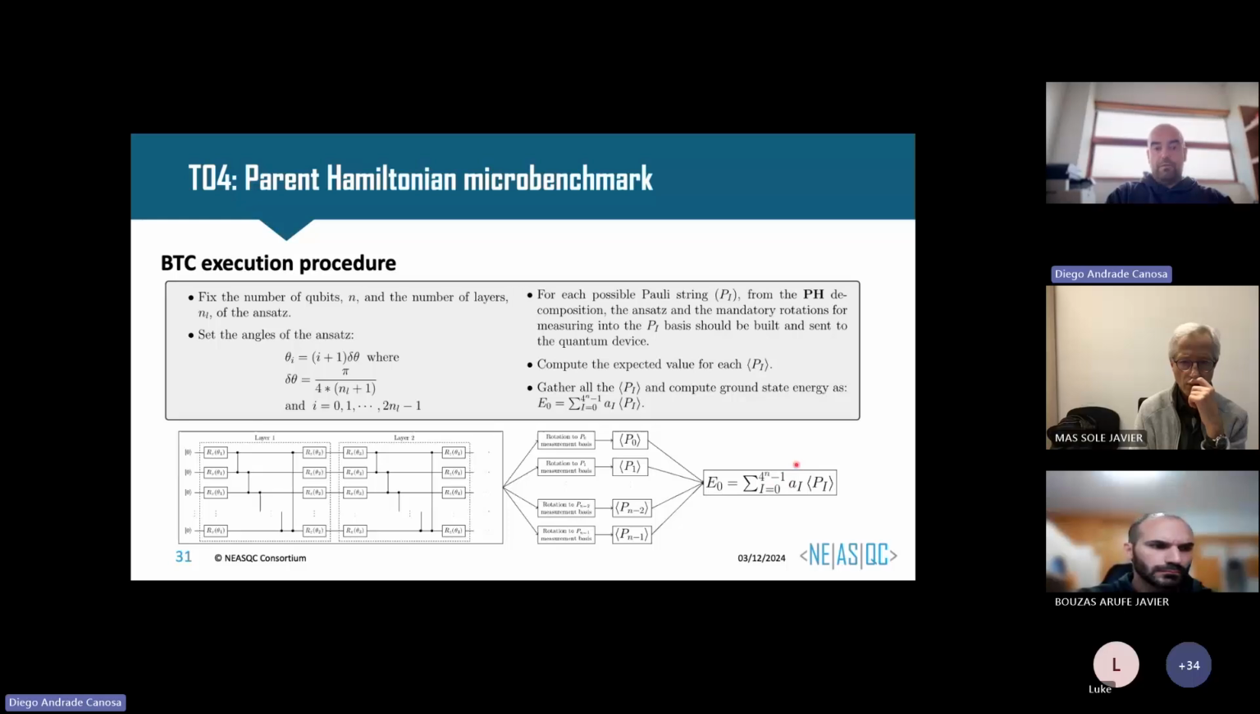And at the end, once we have finished processing all these measurements, I'm going to get an expectation value for the energy. And as the parent Hamiltonian was built on purpose to produce energy equal to 0, the output of this has to be 0. And if it is not 0, this is not right, okay?